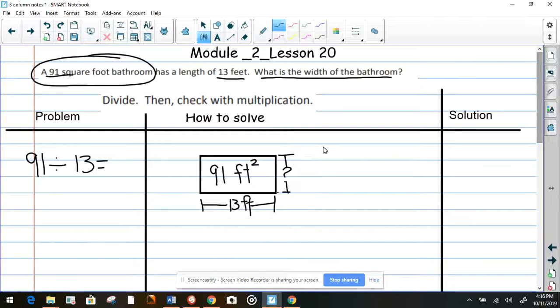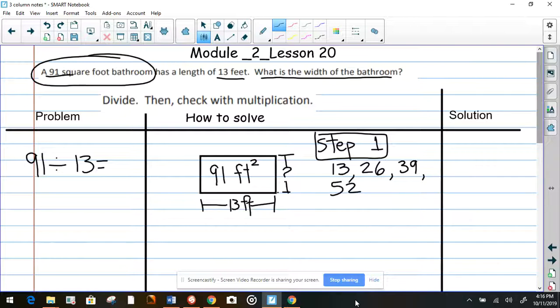So now again, we're going to do step 1. And our step 1 is estimate. Estimate how many times that 13 can go into 91. So we can do multiples of 13. If we double 13, it's going to be 26. If we triple that number, it's going to be 39. If you quadruple that number, it's going to be 52.